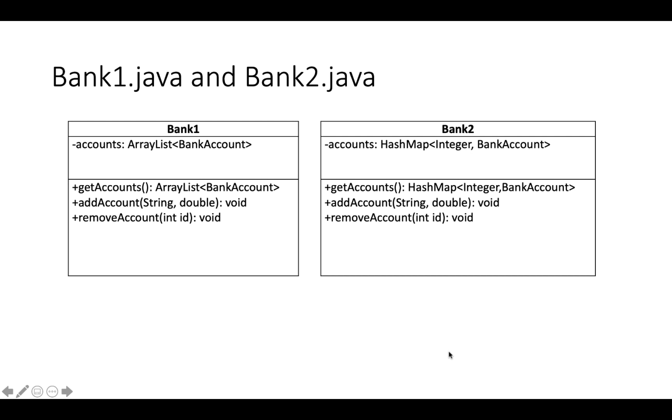By going through these examples using both an array list and a hash map, you should have a good understanding of when one might be the better choice than the other, and hopefully by the end of this video you will have a preference for whether Bank1 or Bank2 does a more efficient job storing a collection of bank accounts. So let's start implementing Bank1.